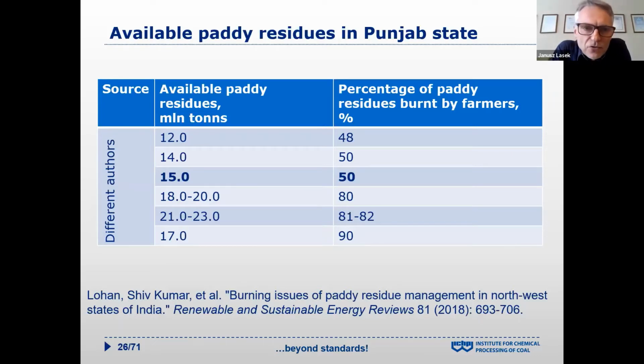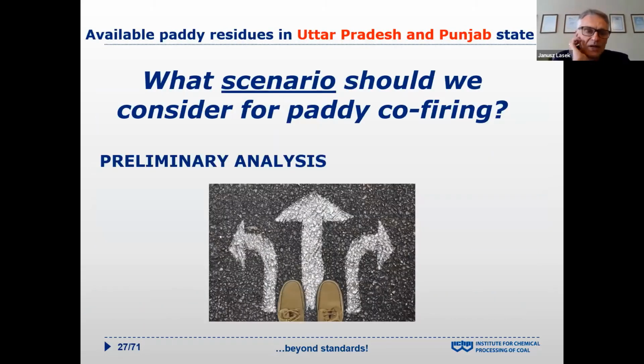And of course, for the further analysis, we should take, let's say, one number which is somewhere in the middle. So we took these 15 million tons of available paddy residues, and this coefficient of 50% as the percentage of paddy residues burned by the farmers. So let me take these numbers for further analysis. And maybe now let's consider what kind of scenario we should consider for paddy co-firing.